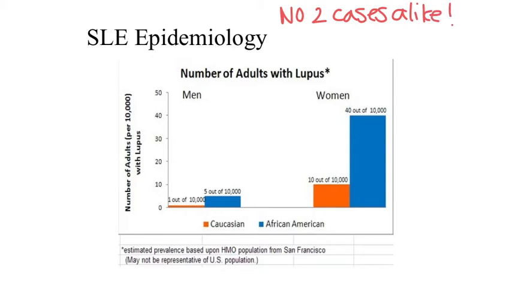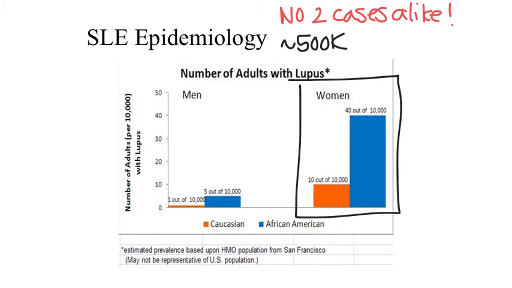Currently, lupus affects about 500,000 people in the US and is significantly more common in women, as demonstrated by this figure. The predominance in women is approximately 9-1. In addition, lupus is much more common in women of African American descent, occurring in about 1 in every 250 African American women. In contrast, lupus occurs in about 1 out of every 1,000 Caucasian women.